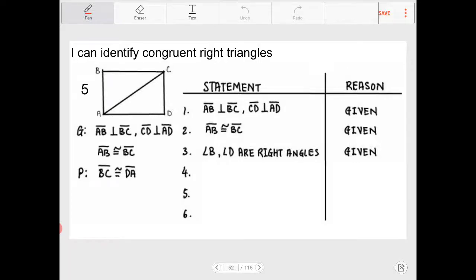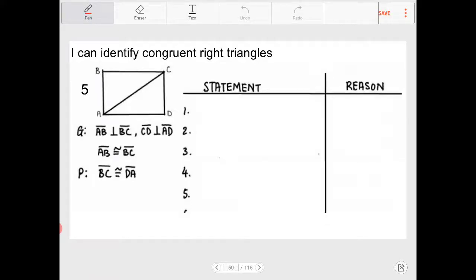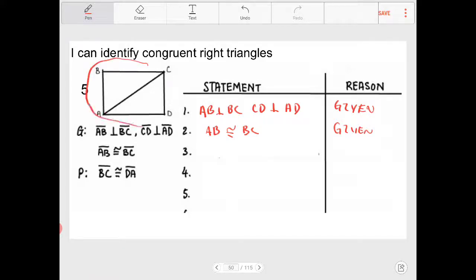All right, so actually I went a little ahead of myself. There's actually only two sets of givens here. So again, AB is perpendicular to BC, and CD is perpendicular to AD, and this is a given. We also know that AB is congruent to BC, and that's a given. So notice right now, okay, that this setup, in question number 5, it is not clear that the two triangles are right triangles. There's no statement that's declaring that we have a right angle here.